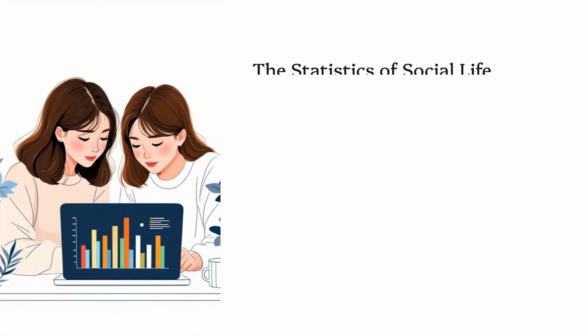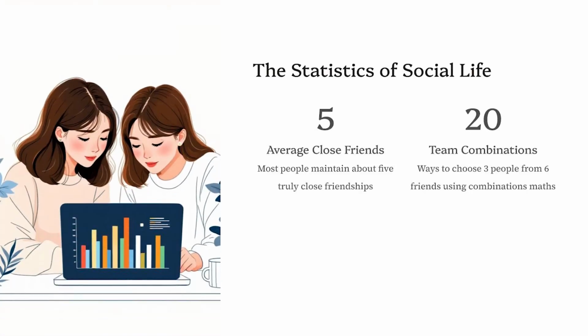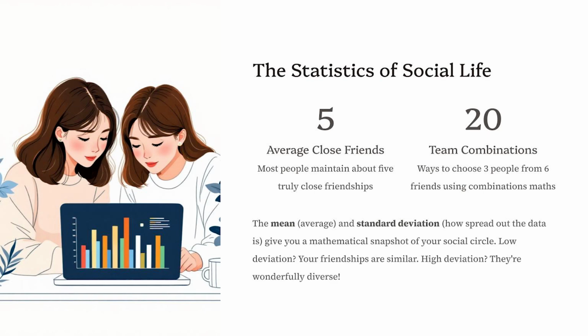Let's talk about statistics. Usually, we have about 5 close friends on average. Your group might be bigger or smaller, but knowing some mathematically defined terms like mean and standard deviation gives you a social snapshot. You can visualize your friendships with bar graphs like number of close friends per classmate or time spent chatting each week. It's math, but it's also deeply personal.